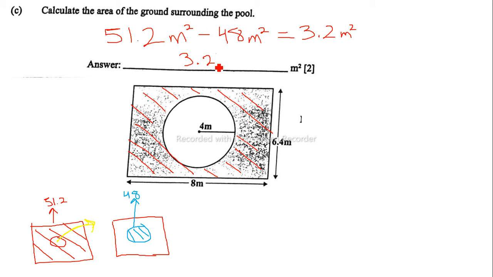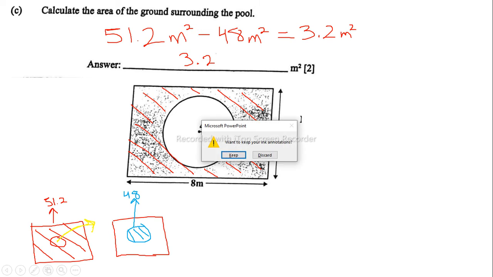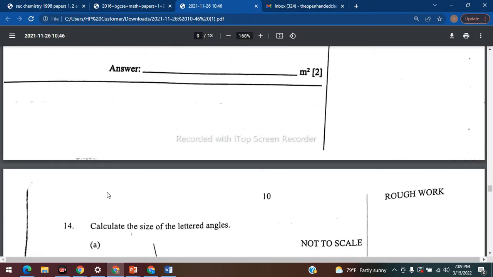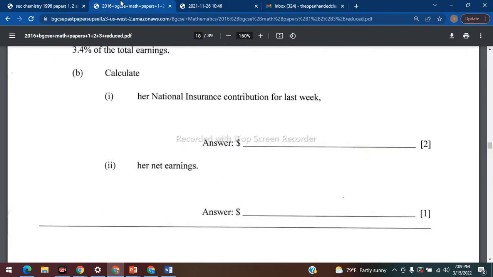Okay, can I move this? Yes, sir. All right. Good. Okay, so let's move on.